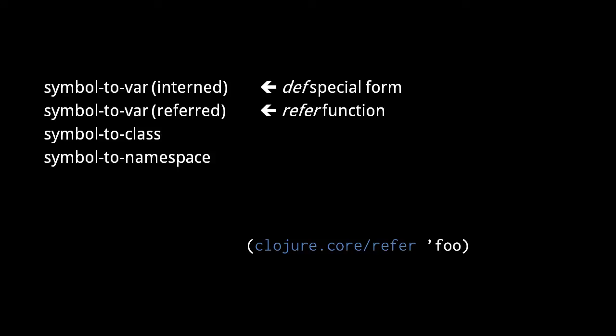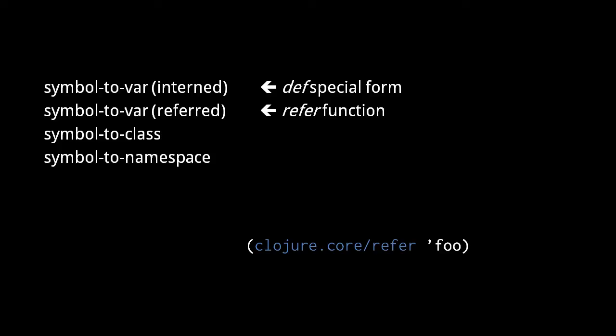Referred mappings, though, are created with the refer function. This function takes a symbol naming another namespace, and every interned mapping of that namespace is added as a referred mapping in the current namespace. Here, for each interned mapping in the namespace foo, this call to refer adds a referred mapping in the current namespace. Be clear, refer does not copy referred mappings of the other namespace, only its interned mappings. One way to think about this is that interned mappings are the true members of a namespace, whereas referred mappings are just borrowed from other namespaces for convenience.